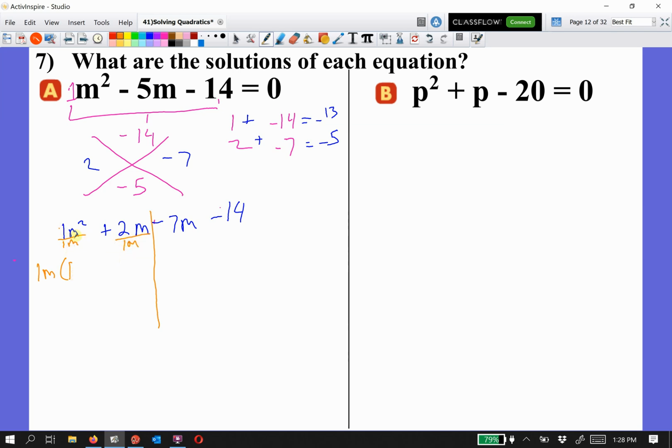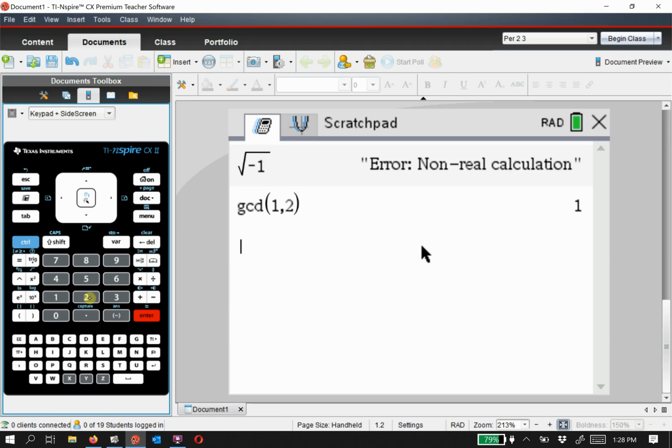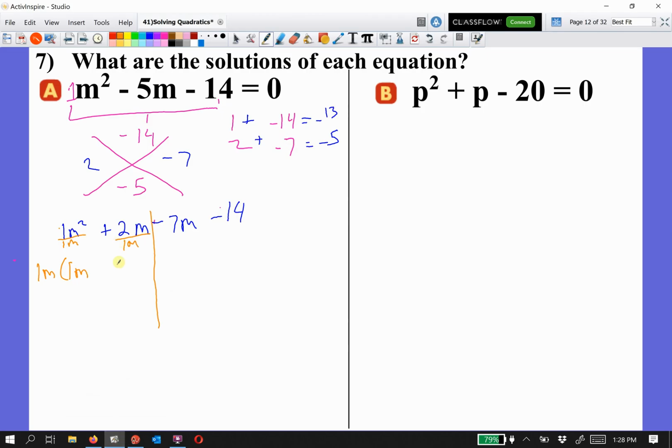1 divided by 1 is 1. m squared divided by m, I should know by now that is an m. 2 divided by 1. If you're not sure, please just use your calculator. 2 divided by 1, it's a positive 2. And I've got m divided by m, same thing. Cross them off. There's my first one. Now my second one, same idea.